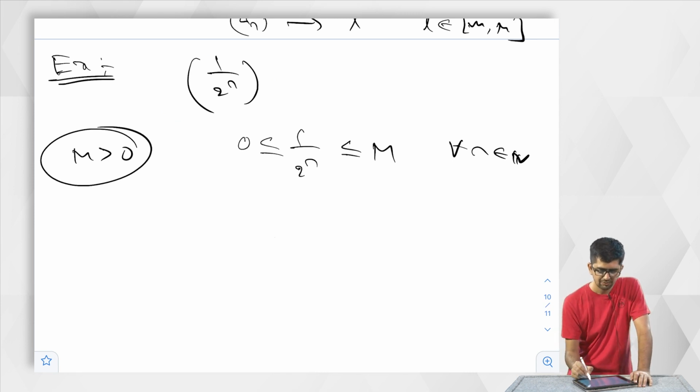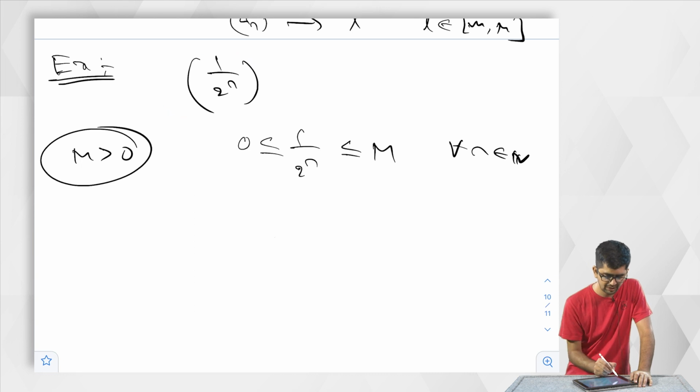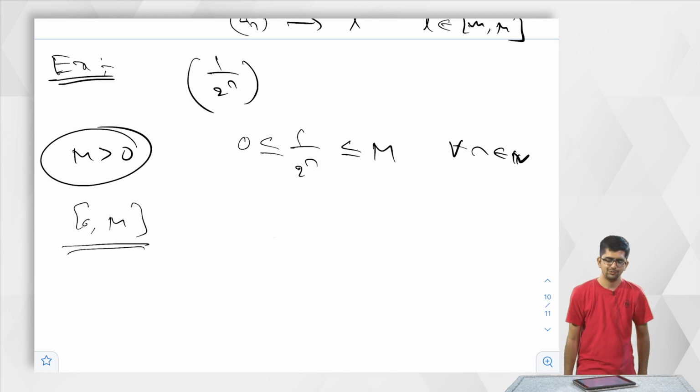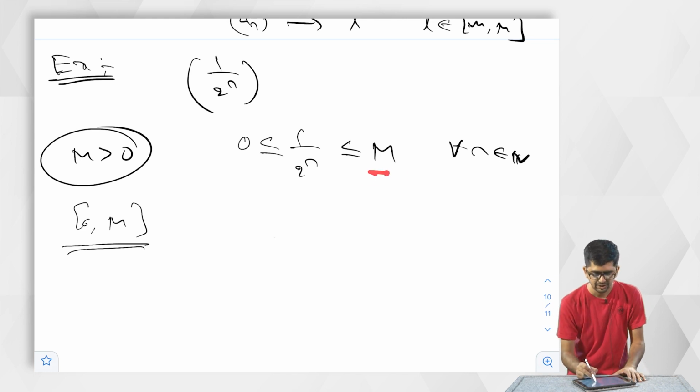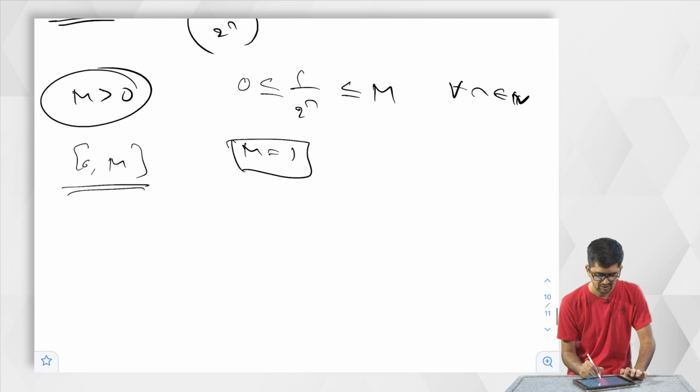Suppose we prove that for every n belongs to N, this is the case. Then if I know that this sequence converges, it should converge to some element in [0, M]. So let us first see the bound. One obvious choice for M is 1, M is equal to 1. Let us see why this is true.